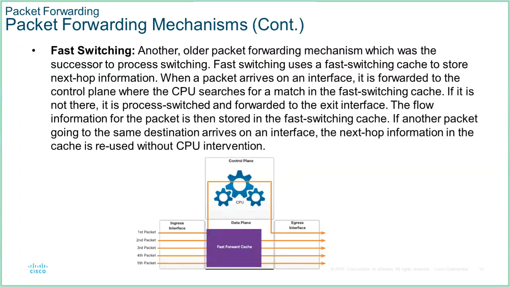So only the first packet goes through the full calculation as process forwarded, and the subsequent packets just get forwarded via the cache, which has greatly reduced the CPU requirements on the device and increased the efficiency and speed that packets are processed.